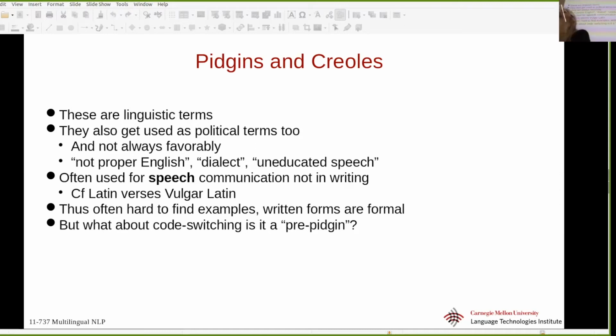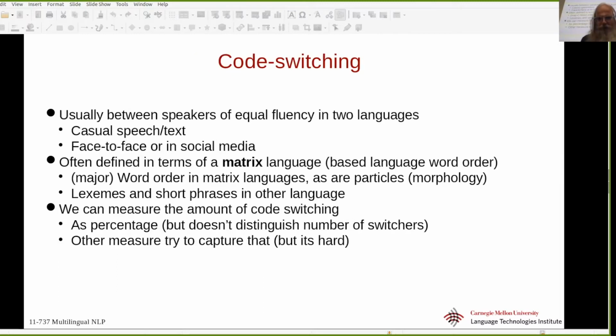I think as standard English, the difference between different English dialects throughout the world actually disappears a little bit when you start writing things down. So this means that you might not be able to find good examples of a Pidgin or a Creole or code switching, which might be the pre-Pidgin, because people are not writing it down. Of course, until recently.